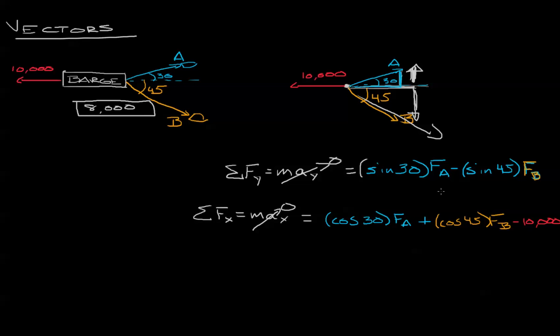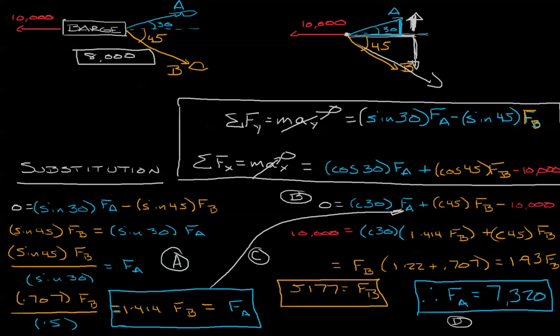Now I'm going to go ahead and show the solution for this using substitution. So go ahead and put it on pause, see how far you get, and see what type of numbers we can compare. Welcome back. I trust you've come up with the same answers I have here, 7,320 for force A and 5,177 for force B. So according to our initial problem, they're both within 8,000.